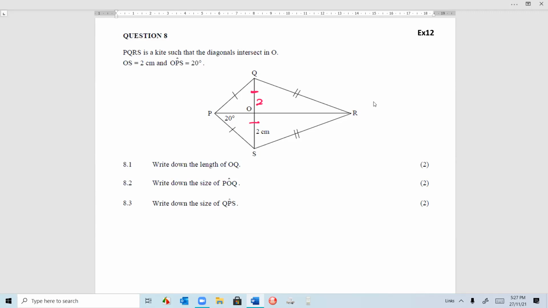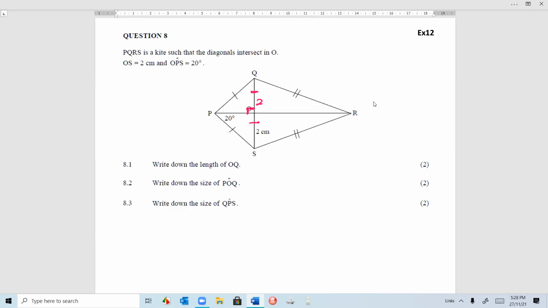90 degrees. What's my reason for that to be 90? Diagonals intersect at 90 degrees. Actually, diagonals of a kite. I told you, if ever you're confused and you don't know what the reason is, just write down kite or properties of a kite. Sometimes they will accept that. That's only when you don't know now. I'm not saying you must do it all the time.